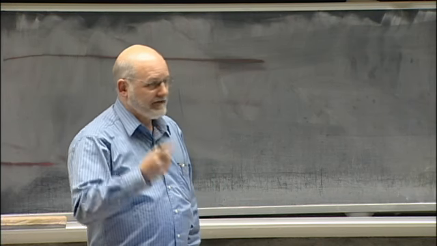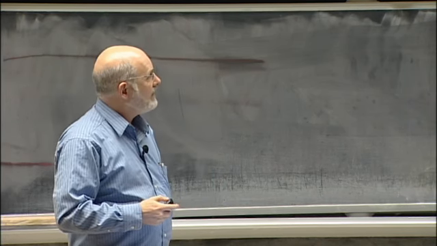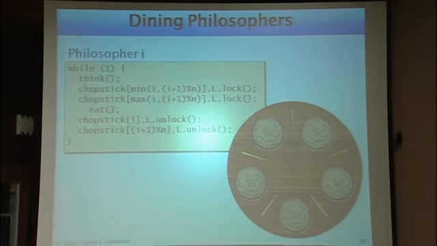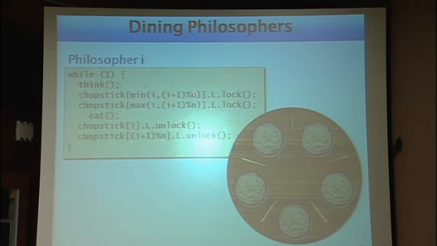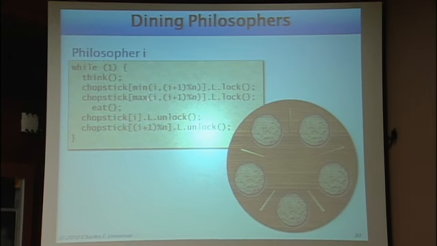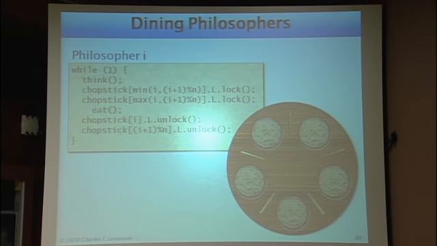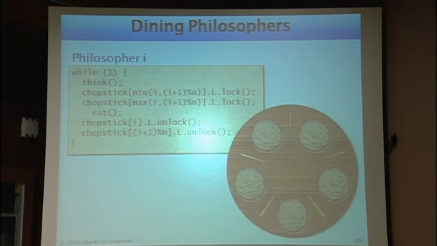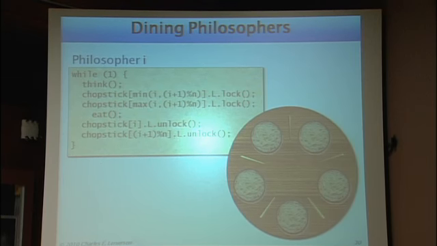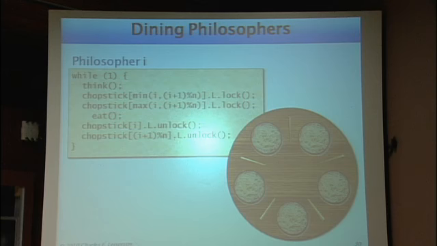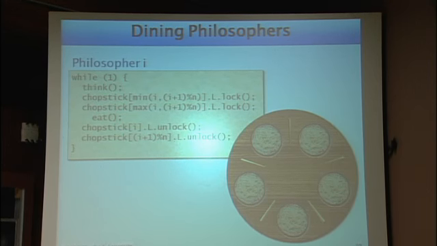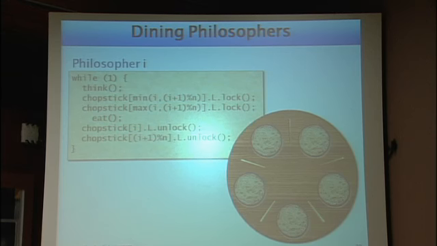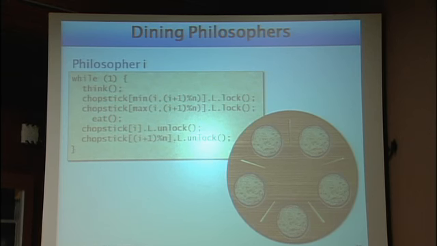So in this case, for the dining philosophers, what we can do is grab the minimum of I and I plus 1 mod n, and then the maximum of I and I plus 1 mod n. That gives us the same two chopsticks. And in fact, for most of the philosophers, it's exactly the same order. But for one guy, it's a different order. It ends up being the guy who would normally have done n minus 1 and 0. Instead, he does 0, n minus 1.